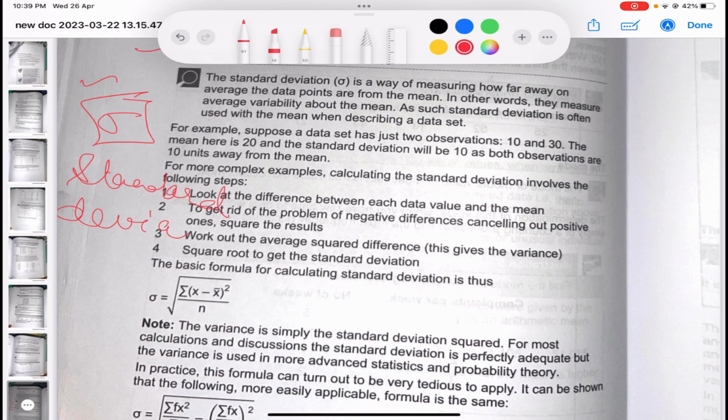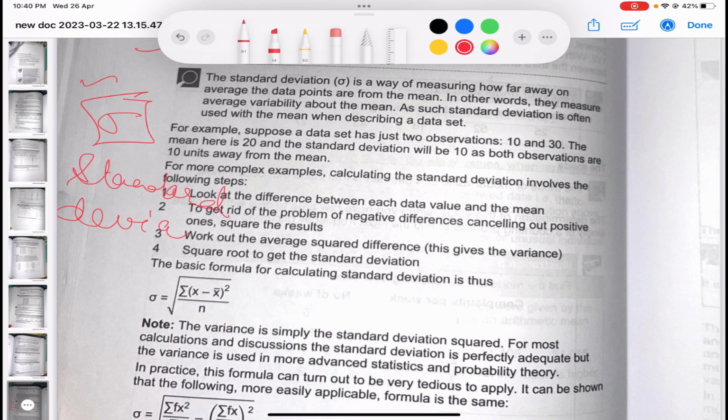For example, suppose a data set has just 2 observations, 10 and 30. So tell me, what is the mean? 30 plus 10 divided by 2, total divided by the number of observations. That would give me 20. And the standard deviation will be 10, as both observations are 10 units away from the mean. Obviously, 10 is 10 units away from the mean, which is 20, and 30 is also 10 units away from the mean, which is 20.